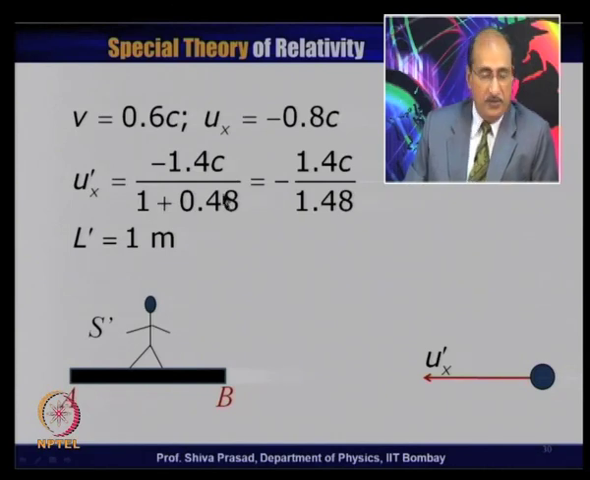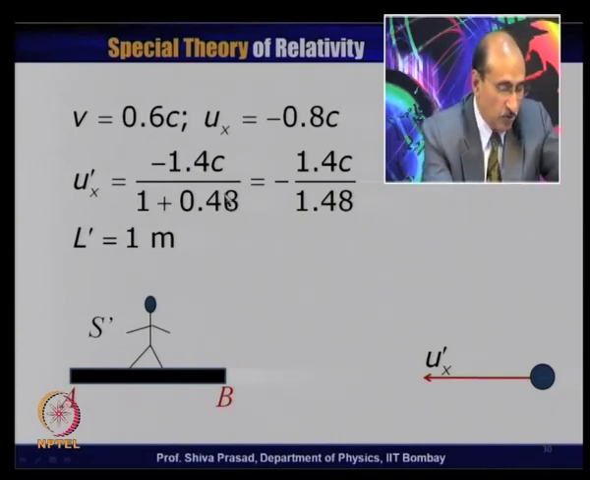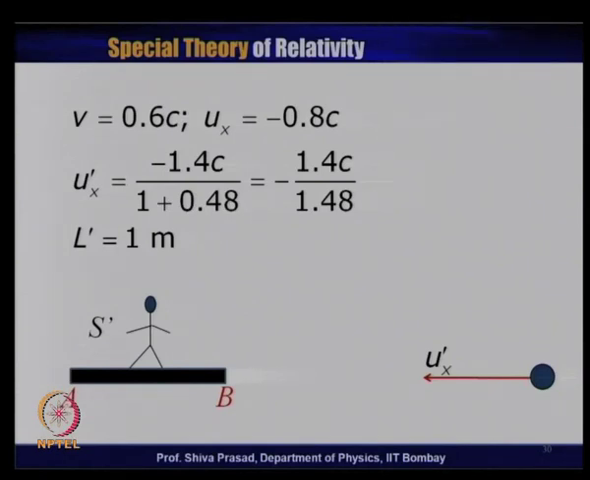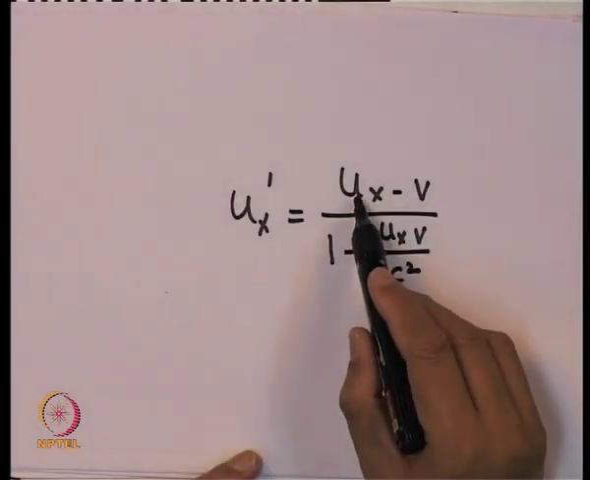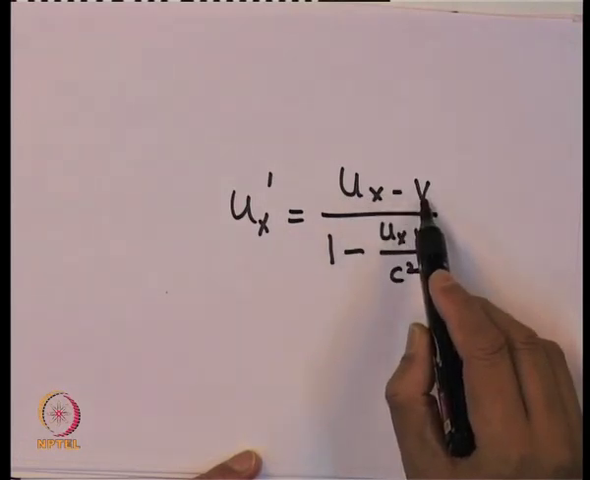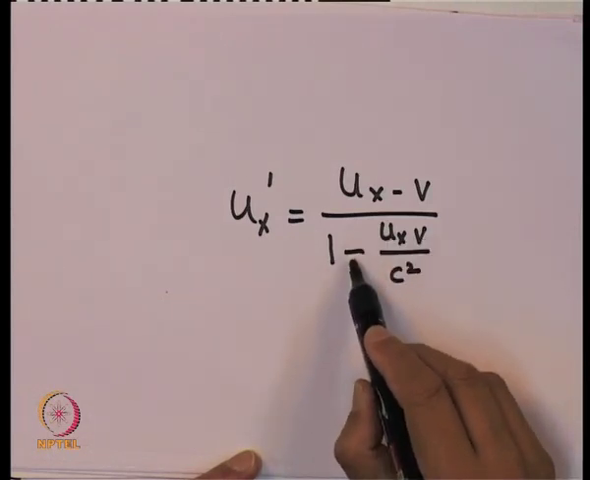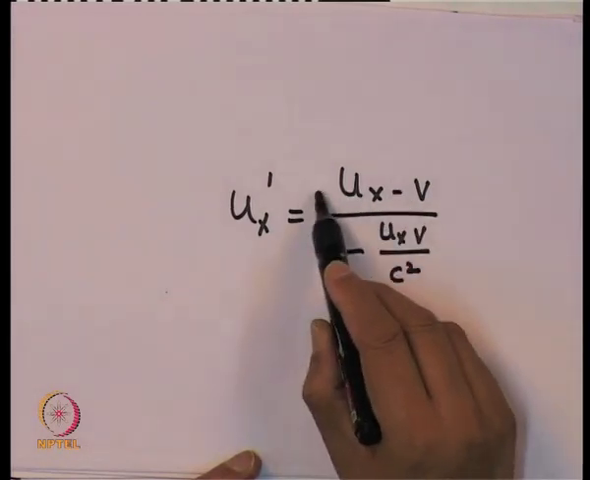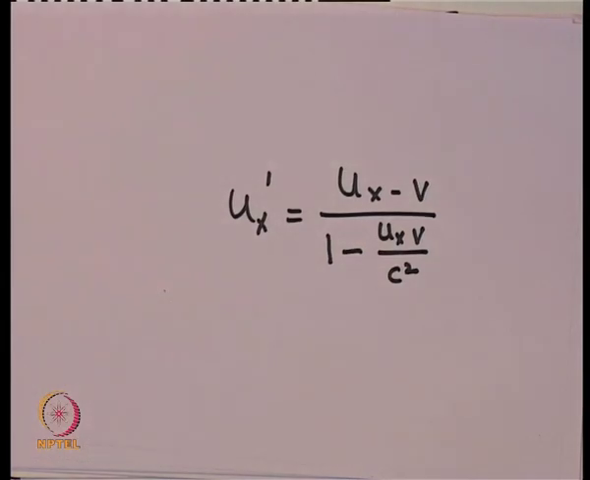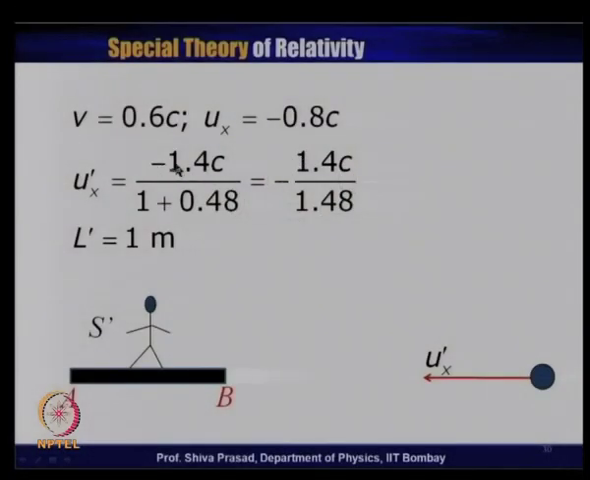We can be now probably quick. Let us just write this particular formula once more, which was ux prime is equal to ux minus v divided by 1 minus ux into v upon c square. I have taken ux is equal to minus 0.8c, v is equal to 0.6c. Because of this minus sign, the numerator is minus and these two quantities get added up. So, my ux prime becomes minus 1.4c divided by 1 plus the product of these numbers, 0.48, and ux prime will turn out to be minus 1.4c divided by 1.48.